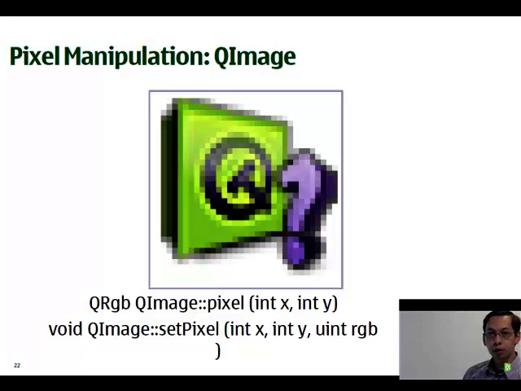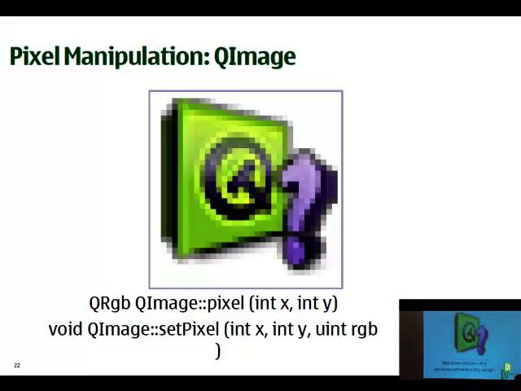So two important functions of QImage are pixel and setPixel. As you might guess, pixel gets the color of the pixel at a certain location, denoted here by X and Y. And setPixel sets the color for the pixel at that location. So you have to pass the color information here, which is in the form of RGB. So if this is our image, you can see there are a lot of pixels here. As long as you know the coordinates, you can modify the pixels on this image.